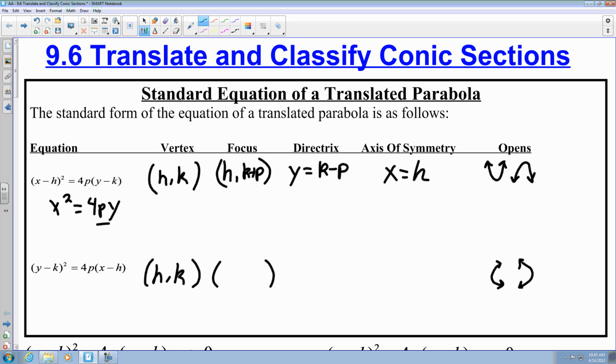And then our focus, when we were dealing with our standard, the one where our vertex was at 0, comma 0, was y squared equals 4px. That one was at 0, comma 0. This one is going to be h plus p, comma k. The directrix is going to be at x equals h minus p, and the axis of symmetry is going to be y equals k. All right.